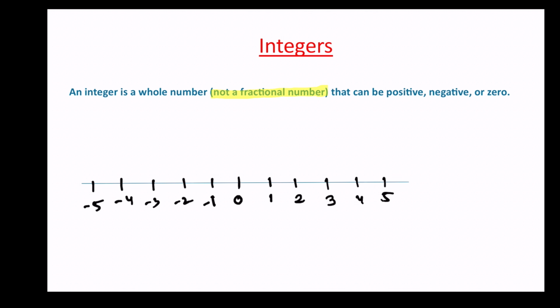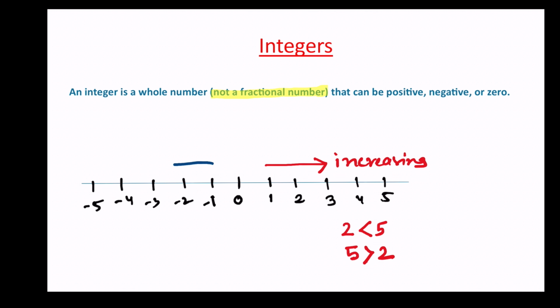One thing I would like to mention is that from 0, when you are going towards the right, the value is increasing. For example, 2 is less than 5, or I can say 5 is greater than 2. But when you are approaching towards the left, the value is decreasing. For example, -5 is less than -2.